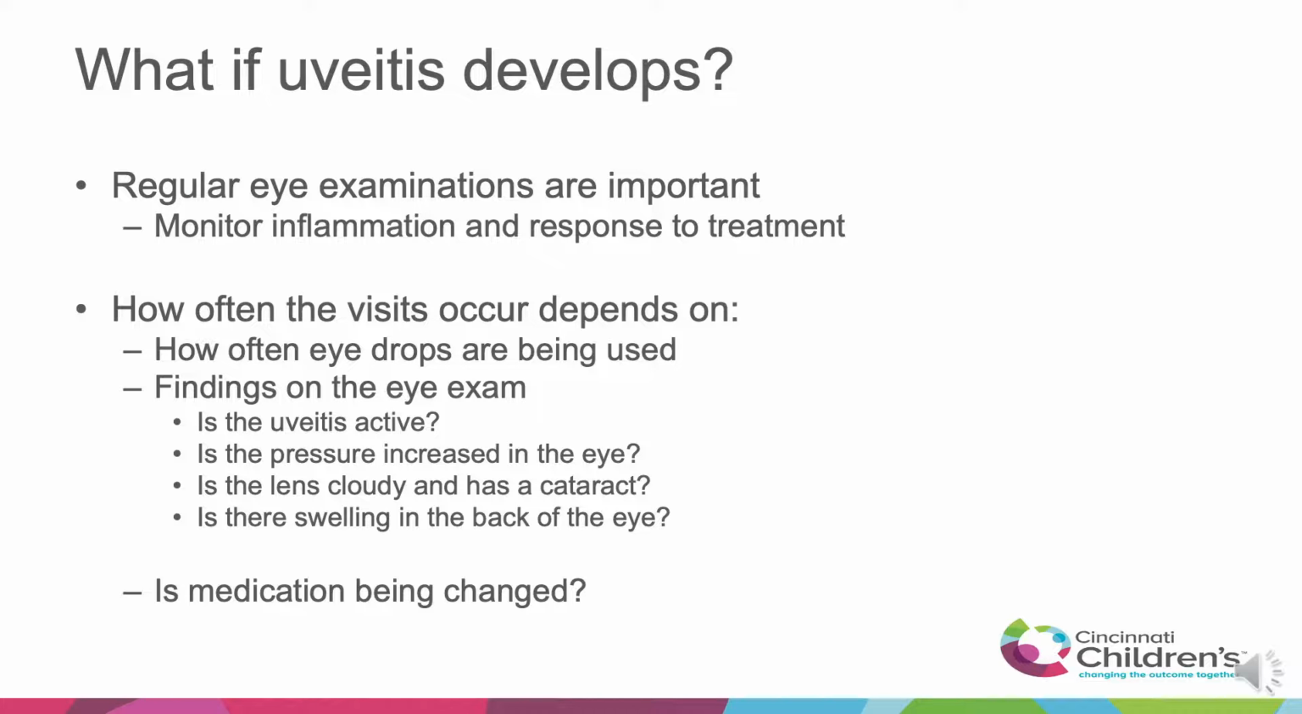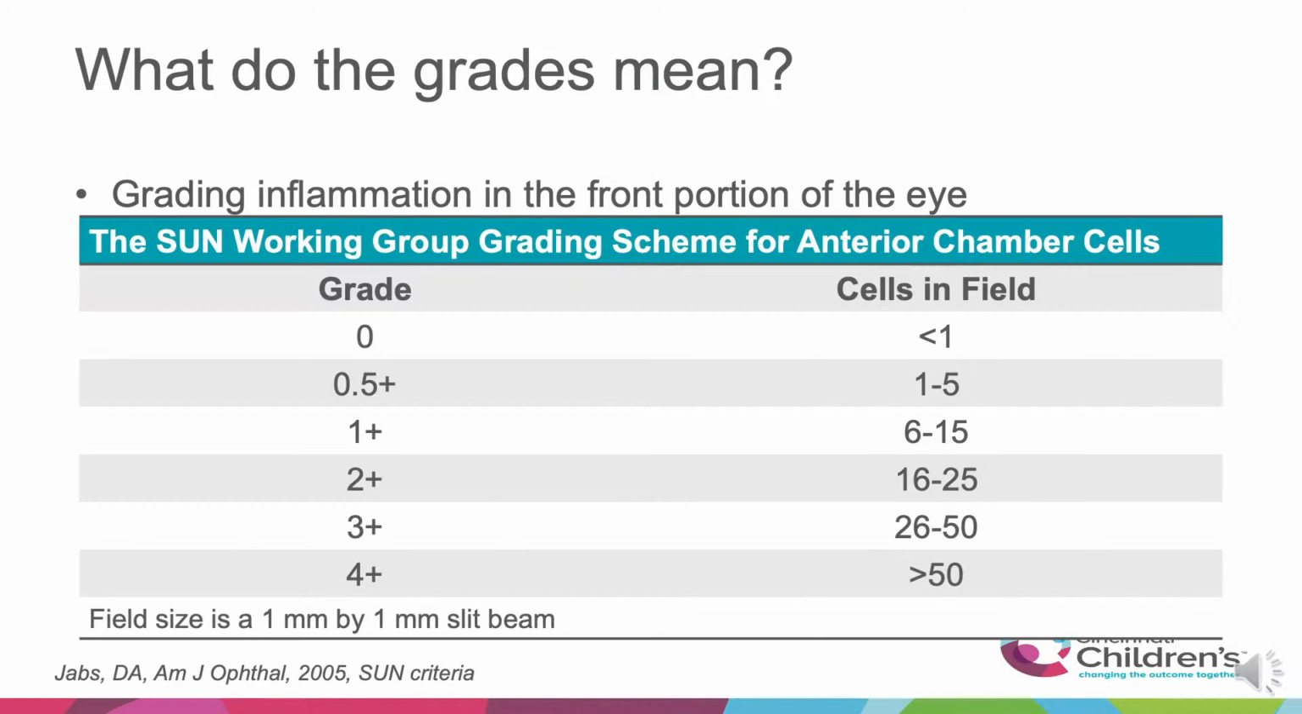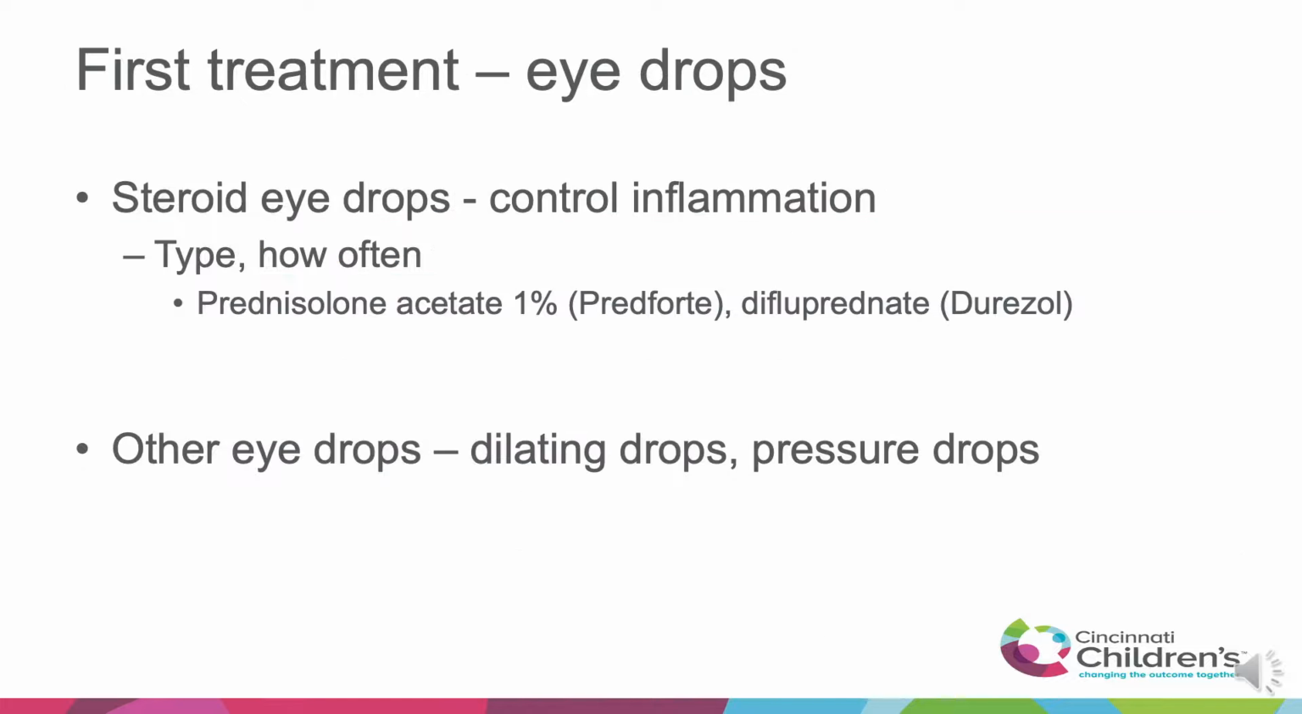when uveitis is better controlled. Families also often ask me what the grades mean when their eye doctor examines their child's eye. So what the eye doctor is doing is they're actually counting the white blood cells in the eye. So as you can see in this table, each grade in the left column corresponds to a certain number of cells seen as shown in the right column. So what we really want is for there to be grade 0 where there are no cells in the eye. How do we treat uveitis?